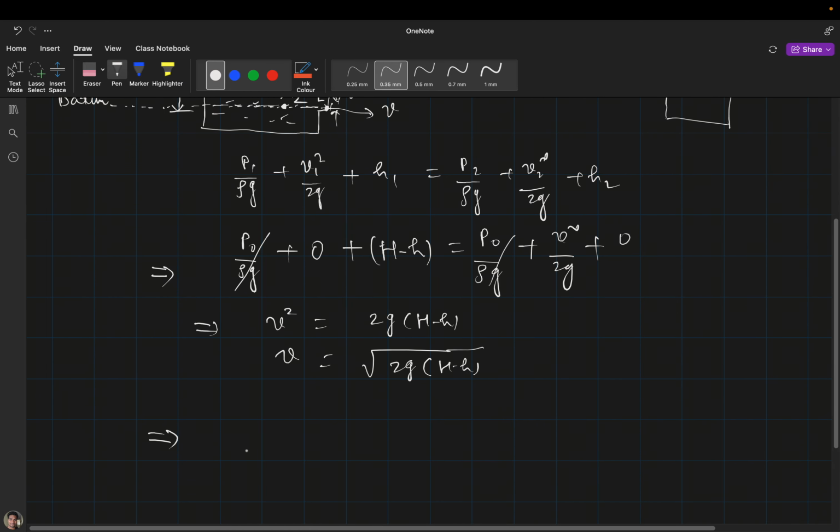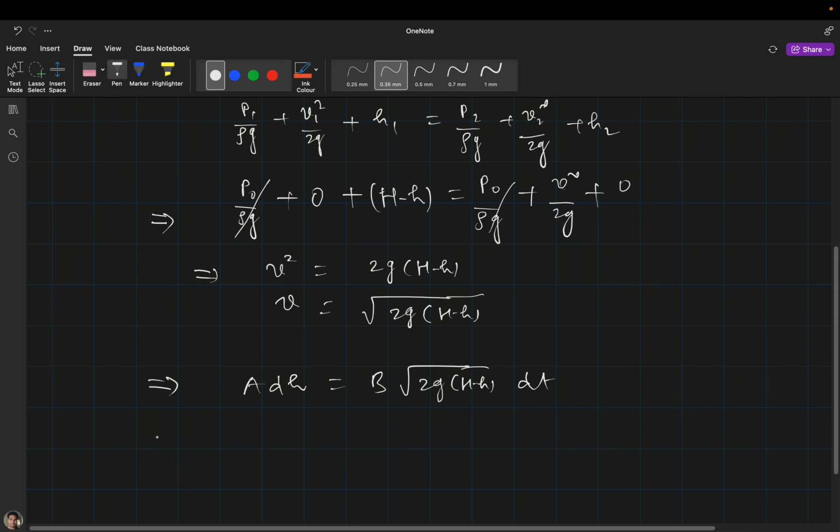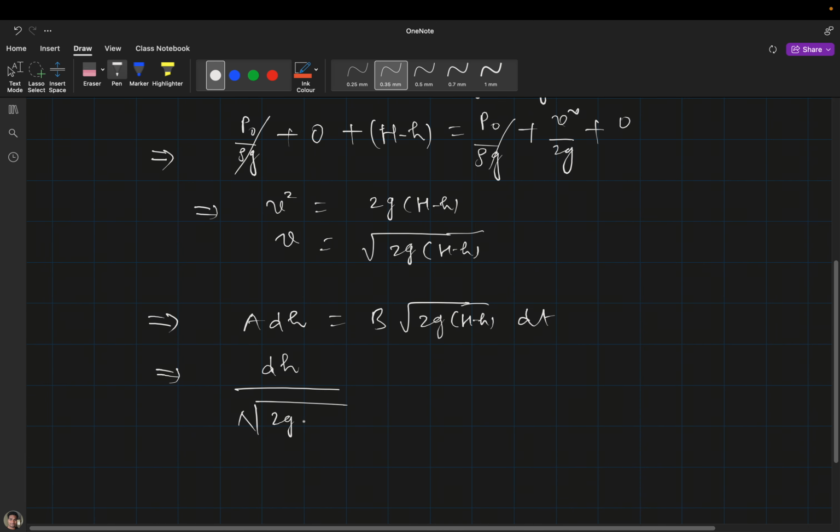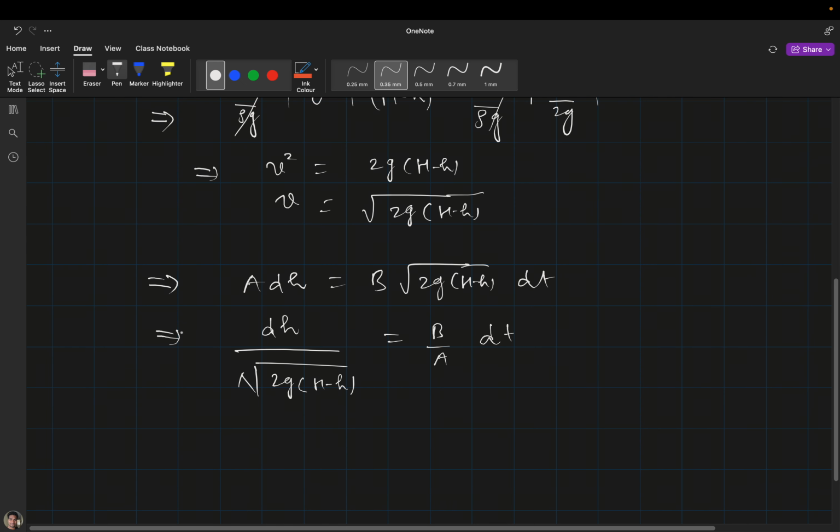So that will be a dh equal to b square root of 2g into capital H minus h times dt. Now this will be dh divided by square root of 2g into capital H minus h equal to b divided by a dt. Now integrate both sides. Since it has been started from 0 to te, the emptying time.